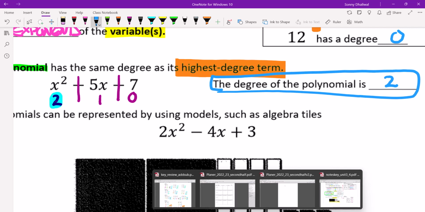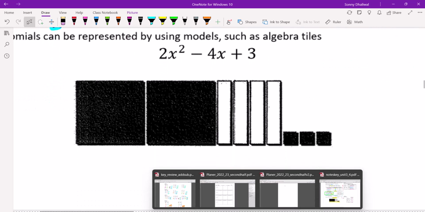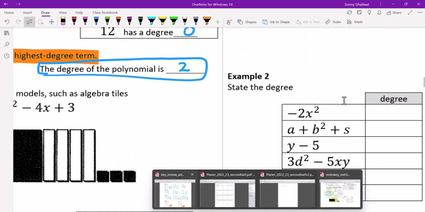Okay? So find the degrees of the terms, pick the highest one. All right. Why is all this stuff floating up in the air? Okay, let's go over here.